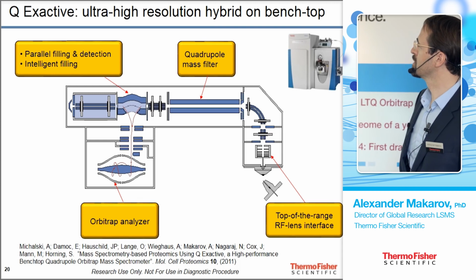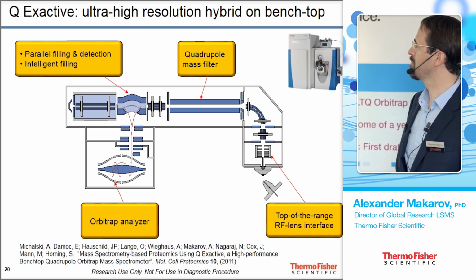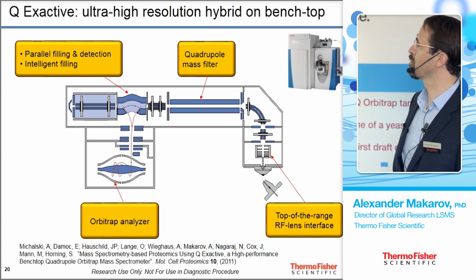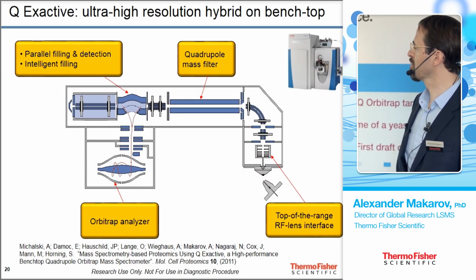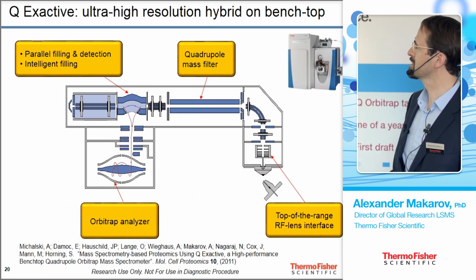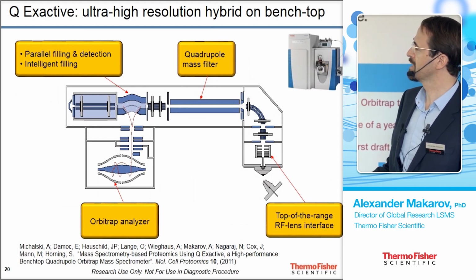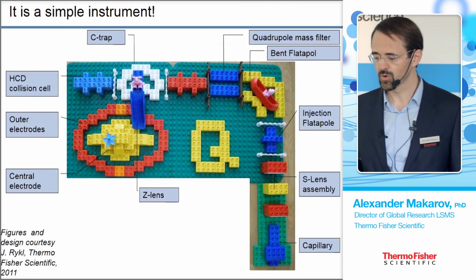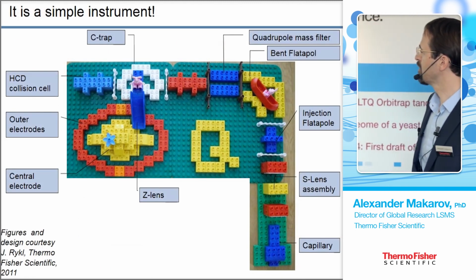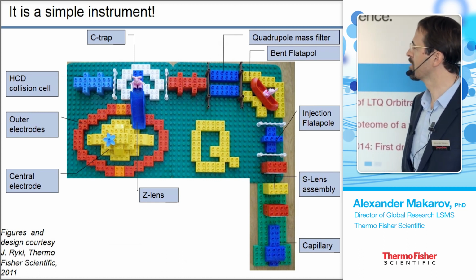Another instrument, which is the most mass-produced currently, is the Q Exactive family. So here we have a relatively simple instrument with a top-of-the-range RF lens interface, quadrupole mass filter, and our standard Orbitrap analyzer, which utilizes enhanced Fourier transform and parallel filling detection. So the idea was to make a simple instrument, one you could build from Lego.